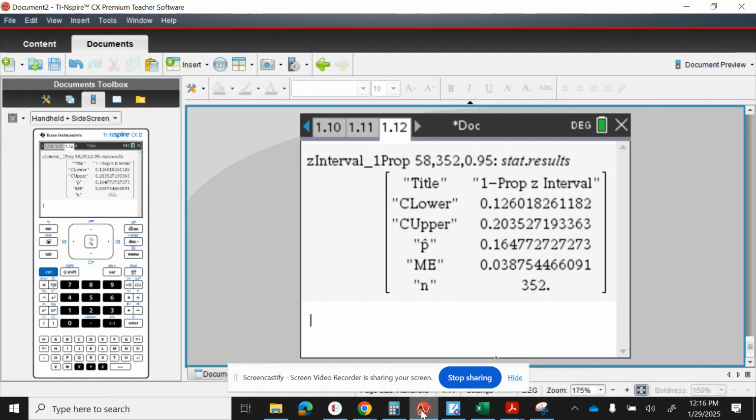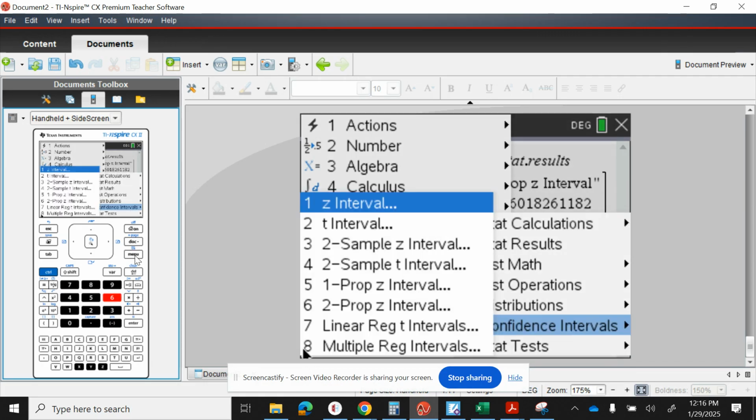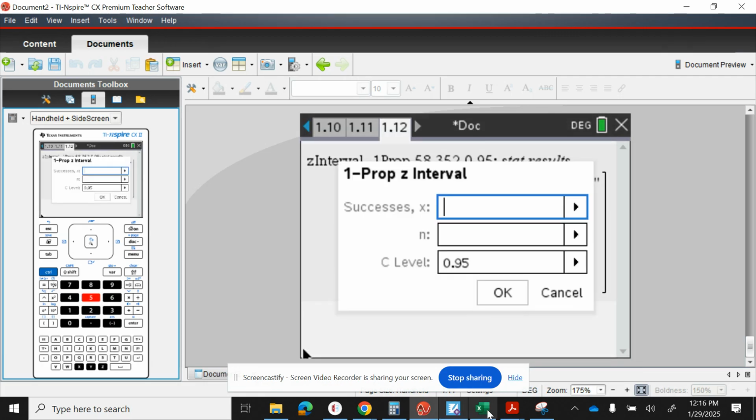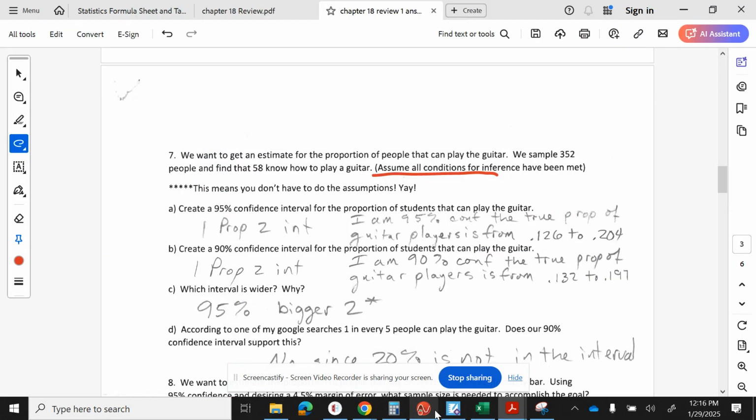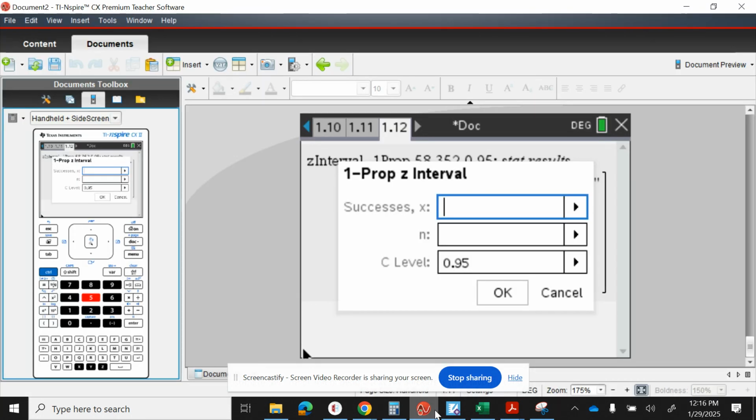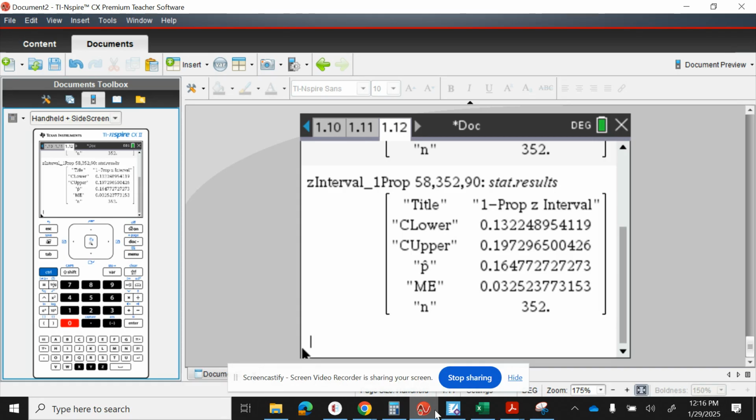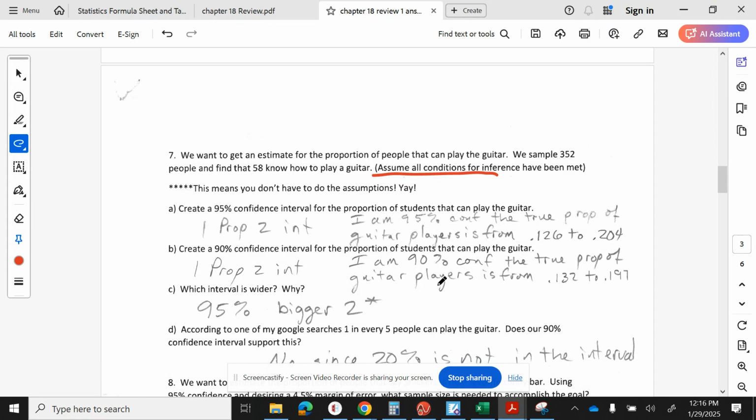Go back in, same data, change it. Menu 665. 58 out of 352, and we're doing 90% confidence. It changes the interval. 1 prop z interval, I'm 90% confident the true proportion of guitar players is from 0.132 to 0.197. Which one's bigger?